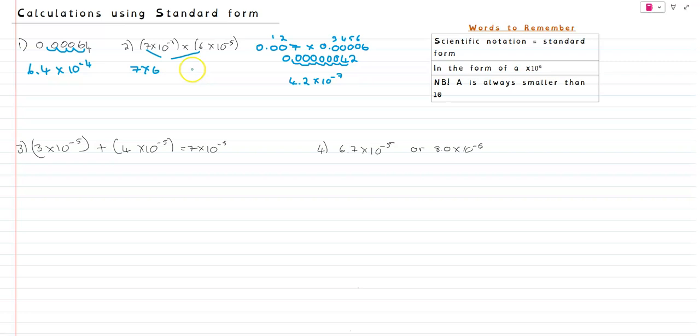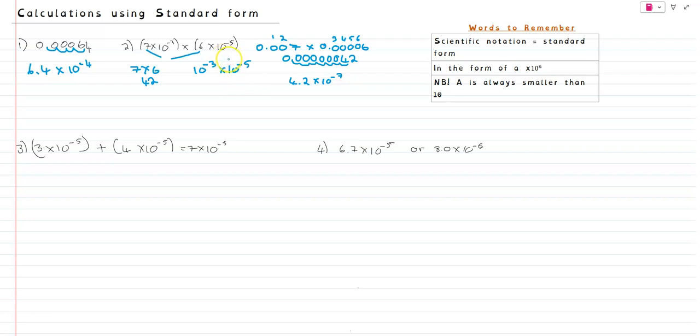Then we do the same with the 10. So 10 to the power of negative 3 times 10 to the power of negative 5. And those who know their indices rules, you can already see what we can do here. But before we get to that point, let's solve this equation. So 7 times 6 would be 42.